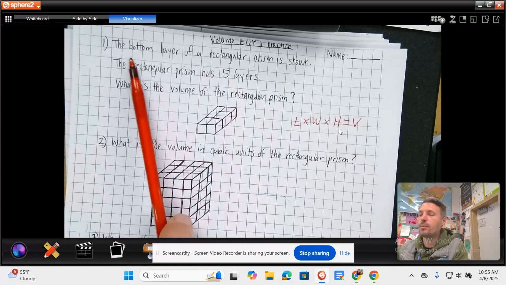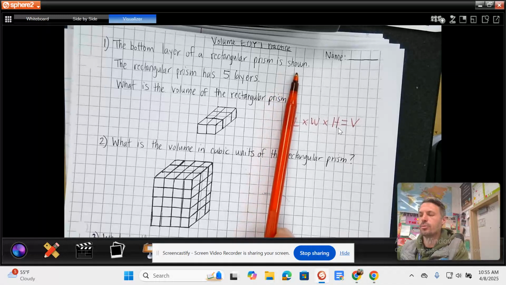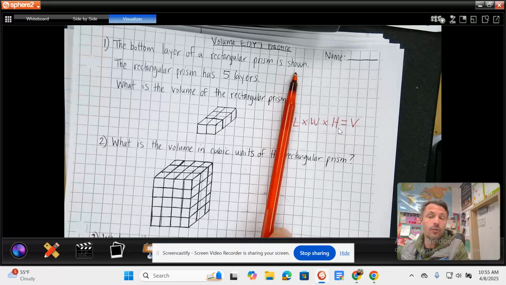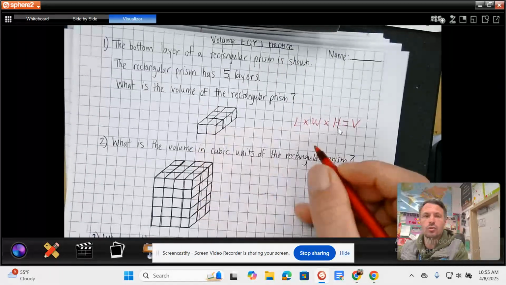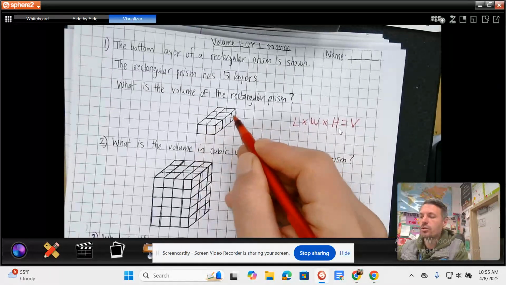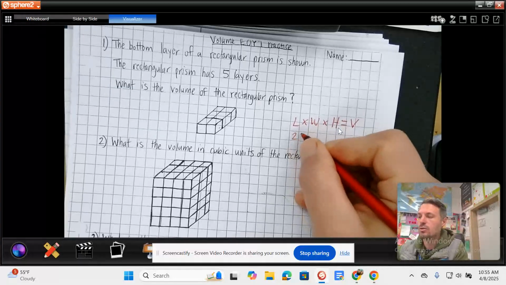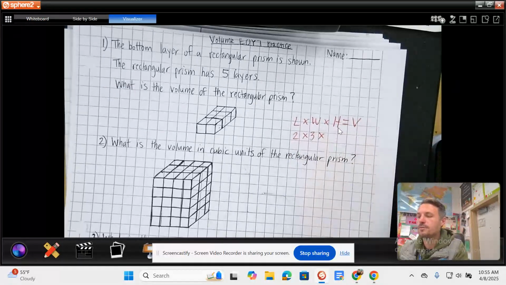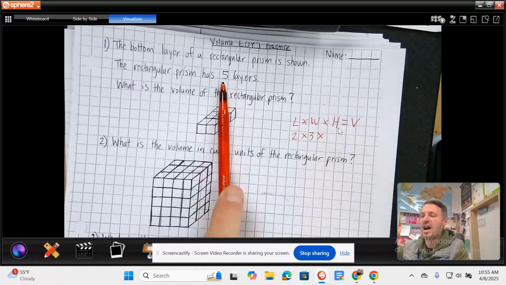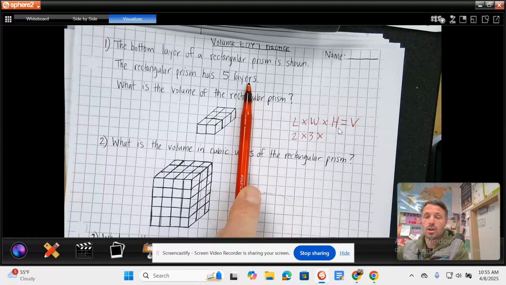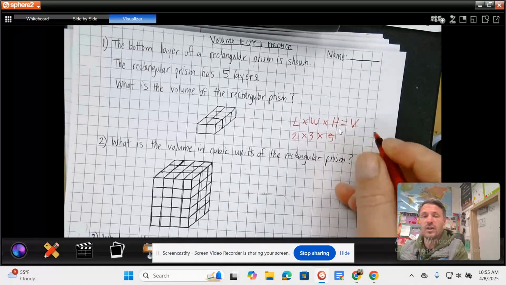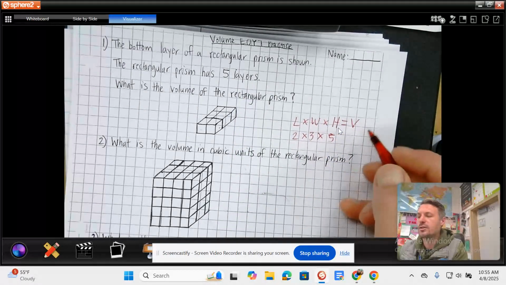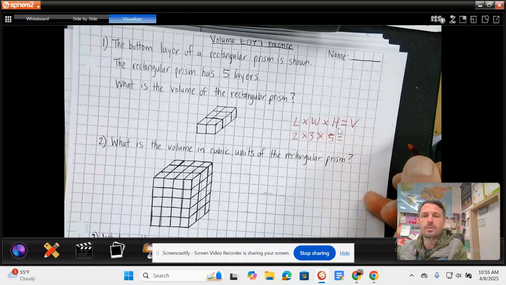First of all, it says the bottom layer of a rectangular prism is shown. Well, we can get the length and the width from that bottom layer. See, it's 1, 2 by 1, 2, 3. So that's the length and the width. 2 times 3 times, and then it says it's a 5-layer rectangular prism, which means it goes up 5 stories. So that means the height is 5 cubic units. So all we have to do to find the volume is 2 times 3 times 5.